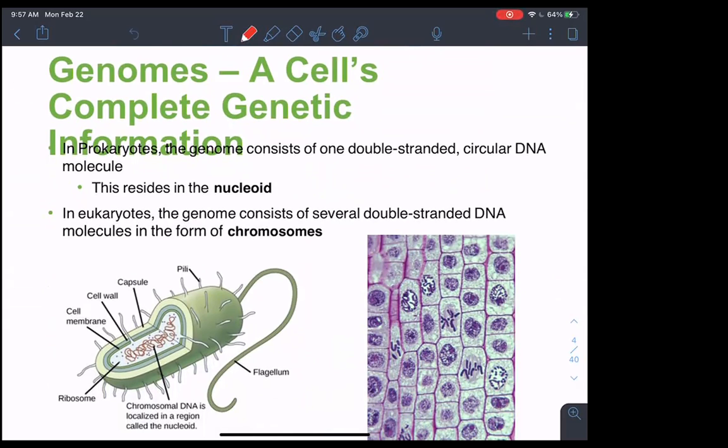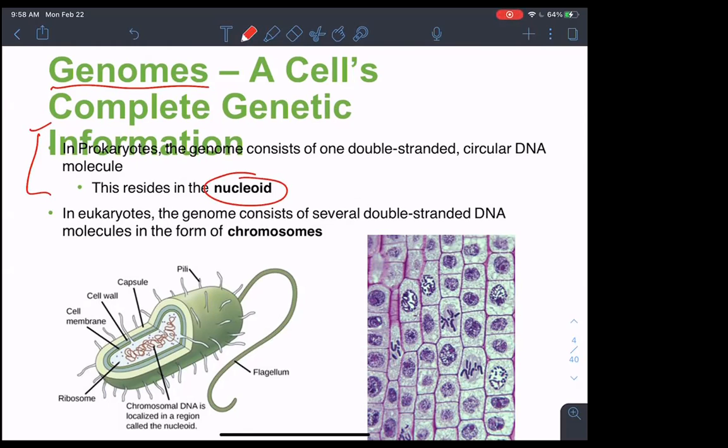Okay, so genome, it's a cell's complete genetic information. So that's a good definition right there. What's a genome? A cell's complete genetic information, or an organism's complete genetic information. In prokaryotes, the genome consists of one double-stranded circular DNA molecule. So prokaryotes, one double-stranded circular DNA molecule, and it resides within the nucleoid. Very important. All of this is very important. That looks like a good test question.